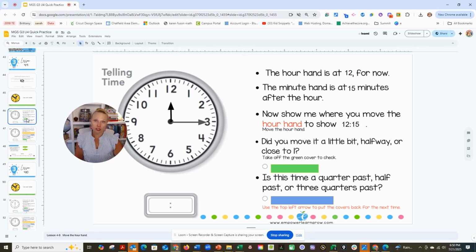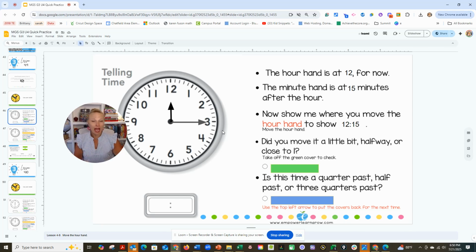So the student leader would give all of these prompts while the students in class would have their paper clocks in front of them. So the student leader would say, boys and girls, that hour hand is at 12 for now. The minute hand is at 15 minutes after the hour. Now show me where you would move the hour hand to show 12:15. So in this case, students are just following along. Boys and girls, the hour hand is at 12. Everyone does it. Boys and girls, and the minute hand is at 15. Everyone does it. So they can say, show me. Everyone shows them 12:15 or 15 minutes after.